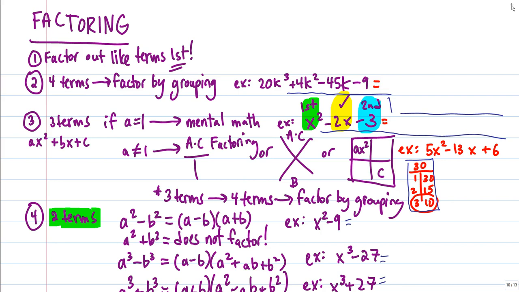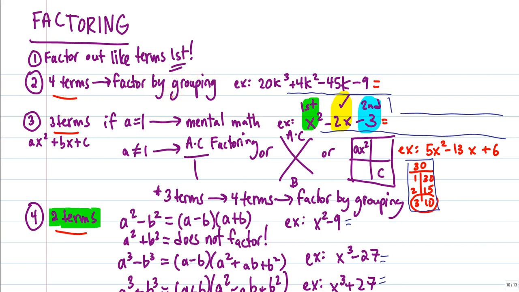So first of all, we're going to factor out any like terms, okay? So make sure you put that as your first step. Always look for like terms first. Second, what we do is we ask, how many terms are there? If there's four terms, three terms, or two terms, then we deal with it differently. Four terms, we factor by grouping.